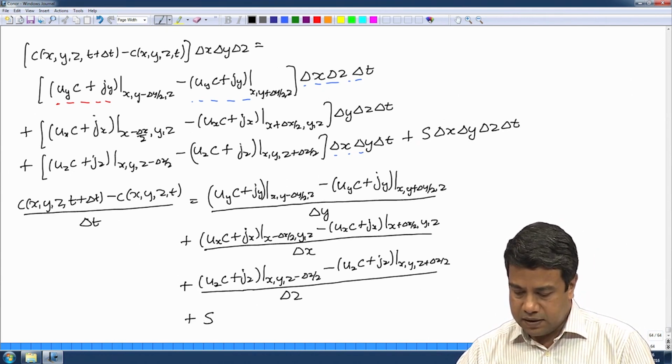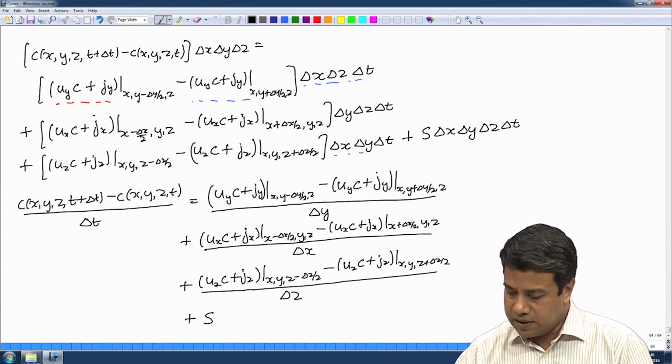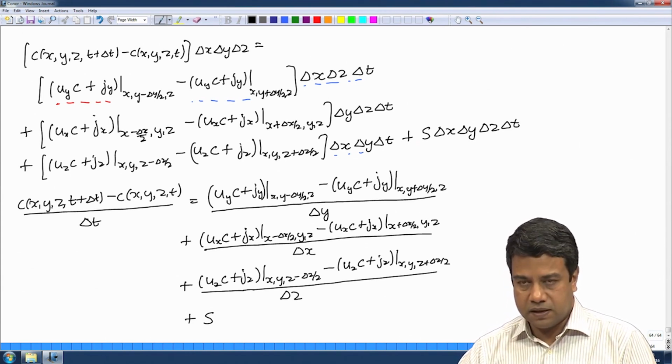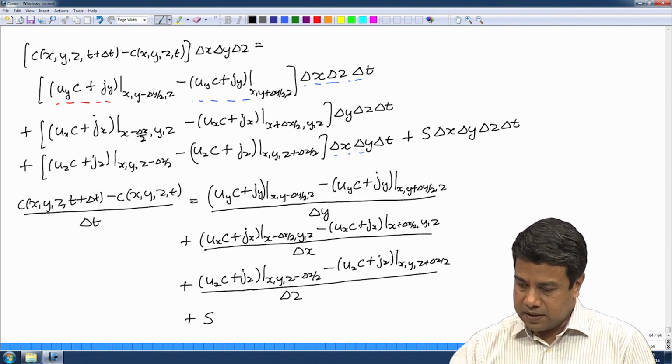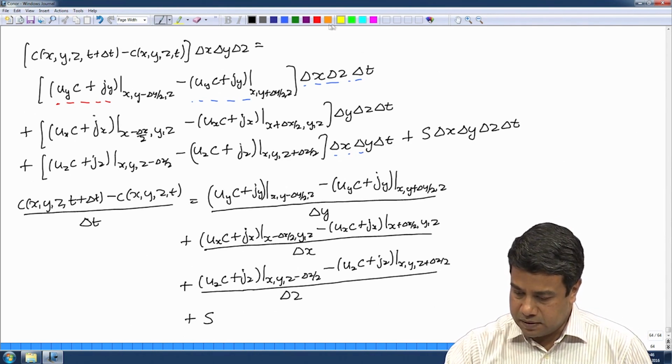So, that is the difference equation. Now, I take the limit delta x, delta y, delta z going to 0. So, on the left side I will just get, let me just write it here.